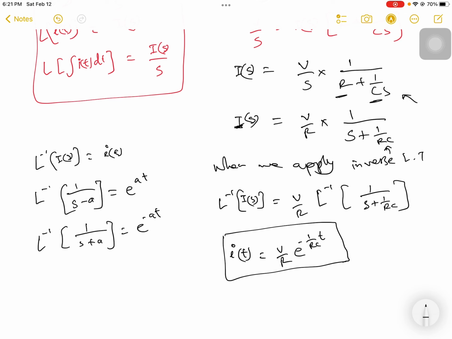From here we can calculate the current. So that's it.